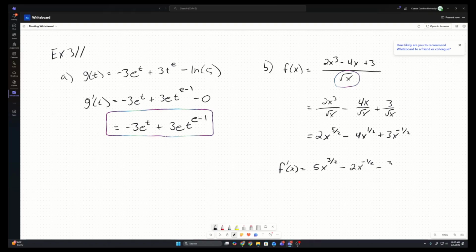Minus 3 halves. X to the negative 3 halves. And this is probably something you could just leave alone. I think this is okay. I mean, if you really wanted to rewrite it and be kind of showing off a little bit, it's 5 times the square root of x cubed minus 2 over the square root of x minus 3 over 2 times the square root of x cubed. This would be like the formal way to put it.